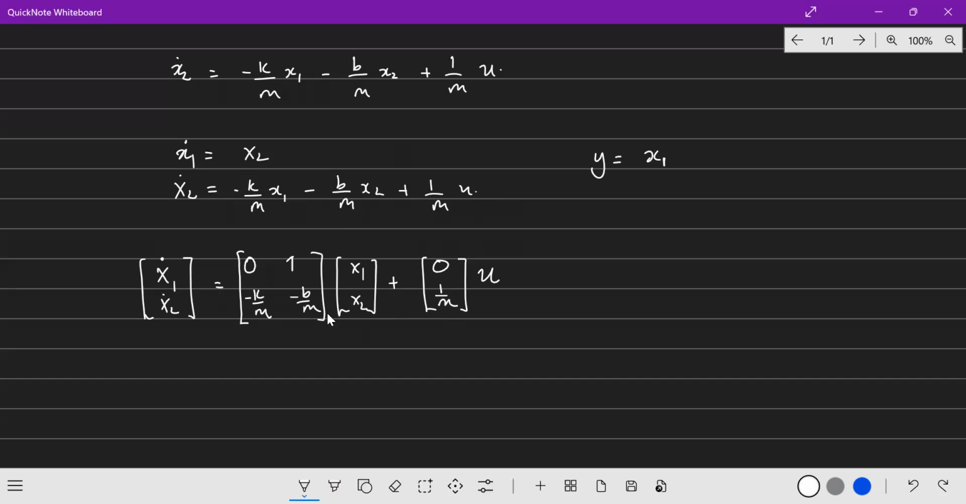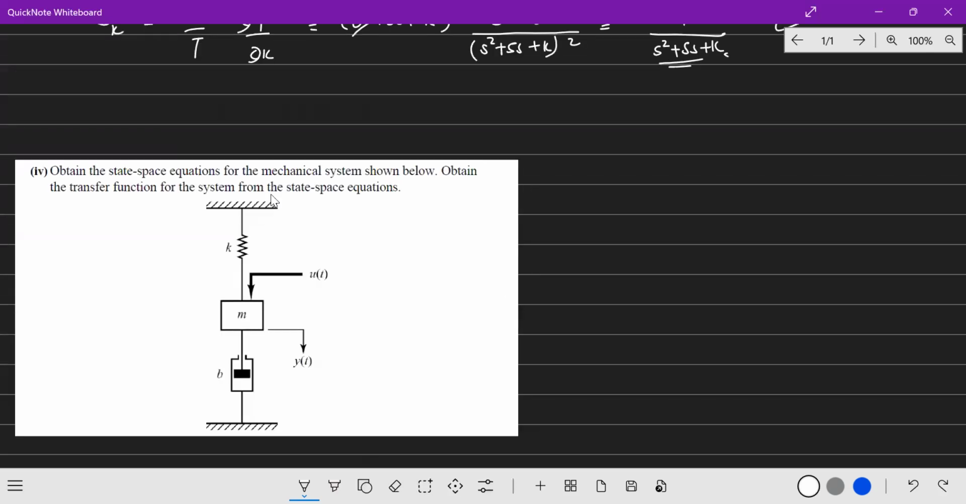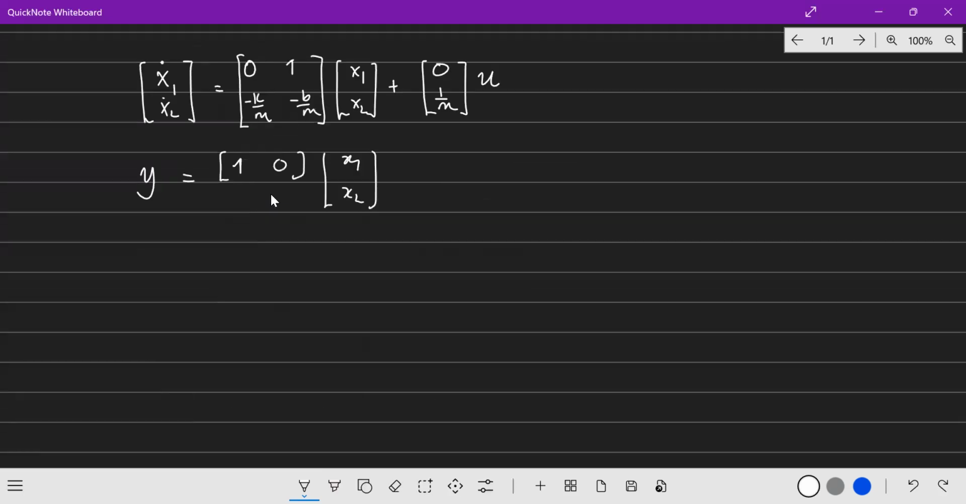Okay. So this is the state equation. And then the output equation, you notice that this x1 row vector just has a coefficient, and the rest are zeros, right? Okay. So this is the state space representation. Now the second part says we have to find the transfer function of the system, the transfer function of the state space equation. So what do we do here?